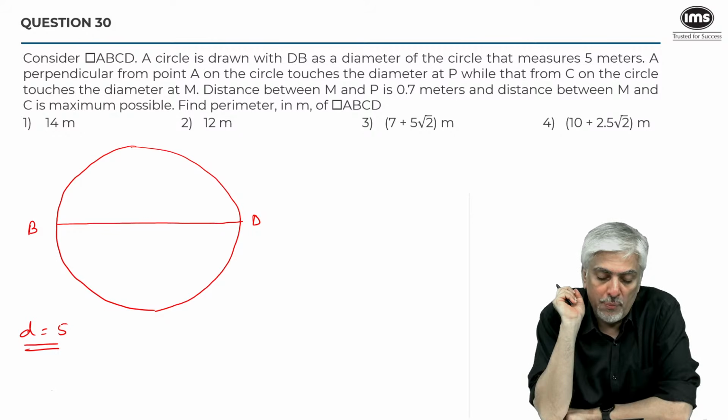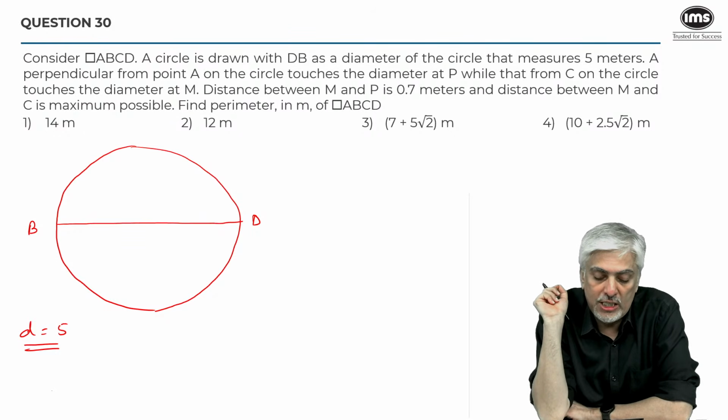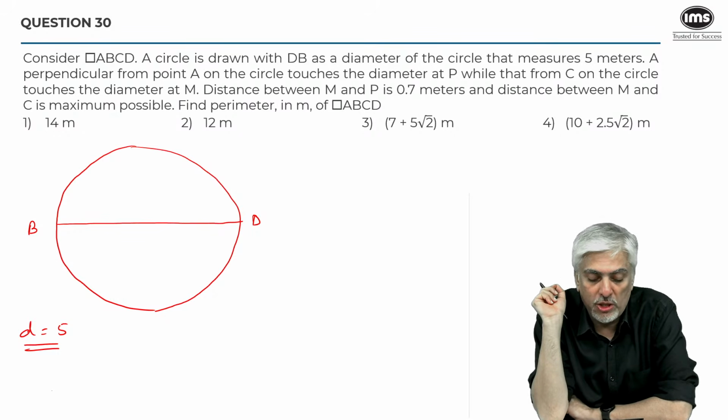A perpendicular from point A on the circle touches the diameter at P, while that from C on the circle touches the diameter at M. The distance between M and P is given as 0.7, and the distance between M and C is maximum possible.